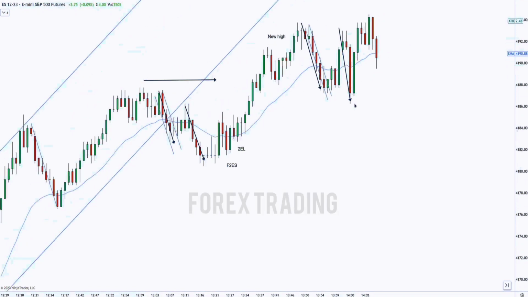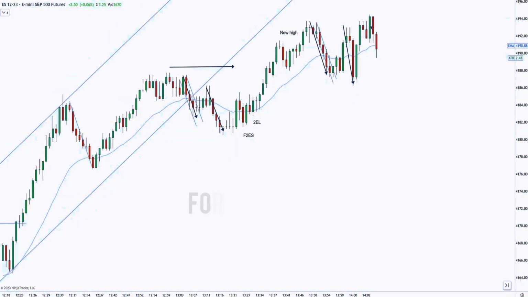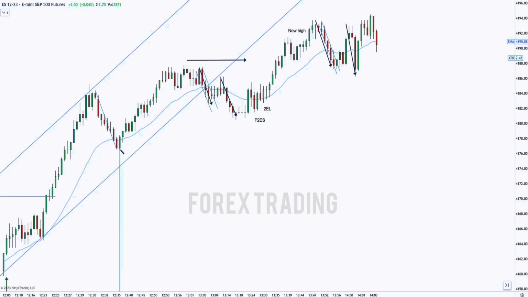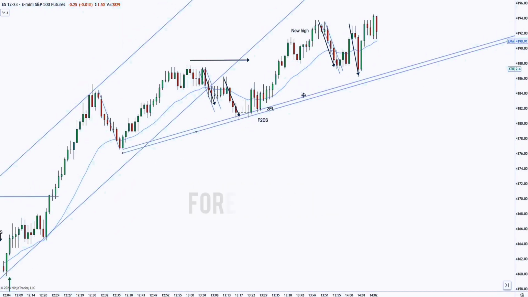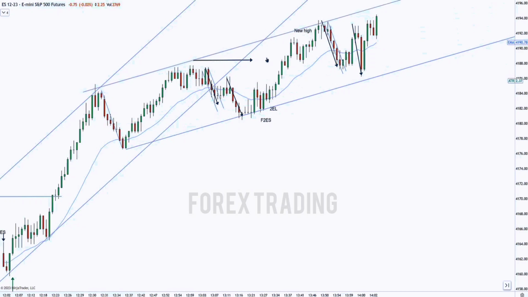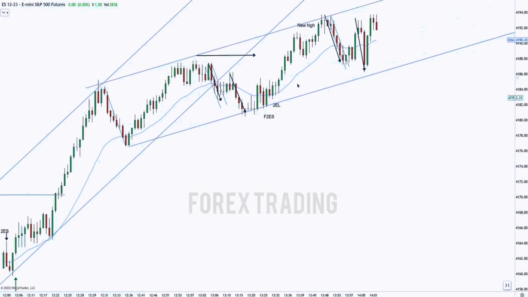Once again, very rare, because a lot of times we're going to get some setup, at least second entry long or high low. This time we didn't get anything, just one leg down for a first entry long. You don't really see that often. For this reason, today was extremely lackluster. Okay, we're breaking the channel.